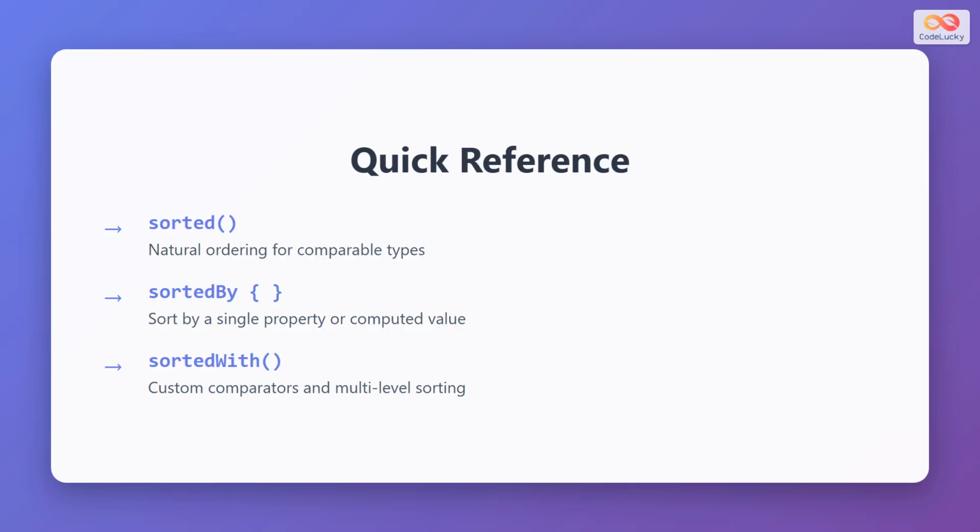Let's recap the 3 sorting methods. Use sorted when you need natural ordering for comparable types like numbers or strings. It's the simplest option and works great for basic sorting. Use sortedBy when you want to sort by a single property or computed value. It's perfect for sorting objects based on one characteristic. Finally, use sortedWith when you need custom comparators or multi-level sorting. It gives you complete control over the sorting logic. Remember, all 3 methods return a new sorted list without modifying the original collection. Choose the method that best fits your specific sorting needs.